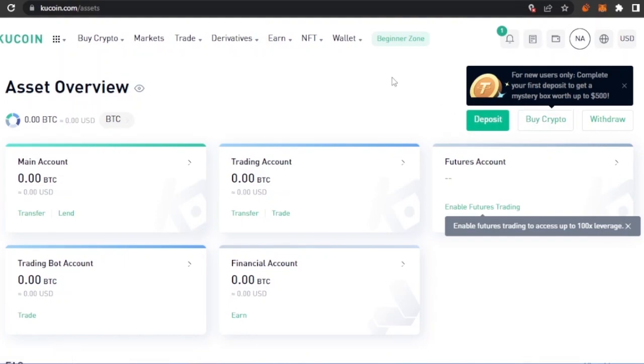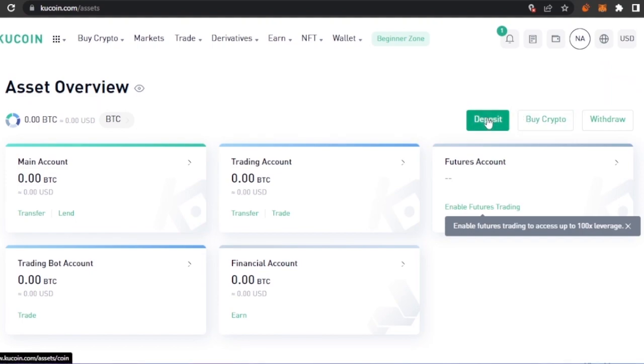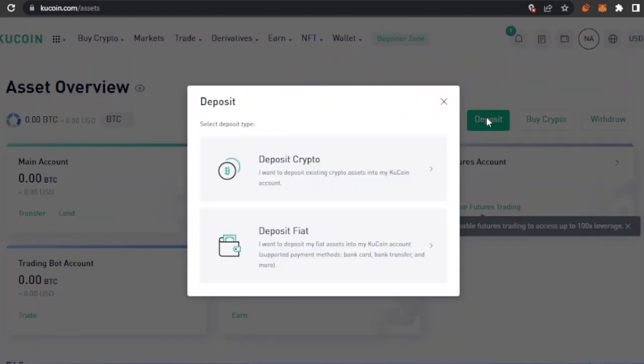In order to begin trading, you have to deposit some money. To deposit, you just have to click on this button. You can deposit existing crypto assets into your Kucoin account, or deposit fiat, meaning your fiat assets into your Kucoin account. So you can choose the one.